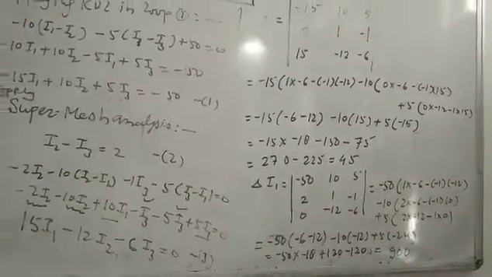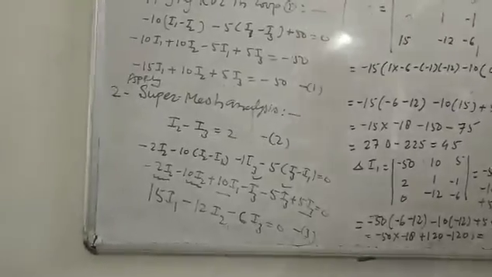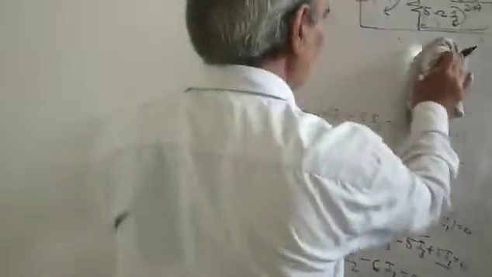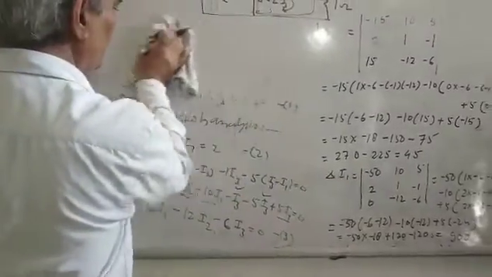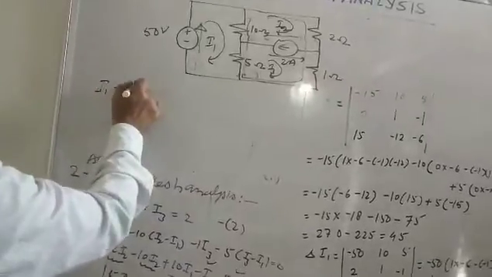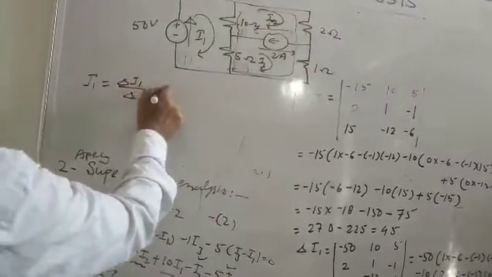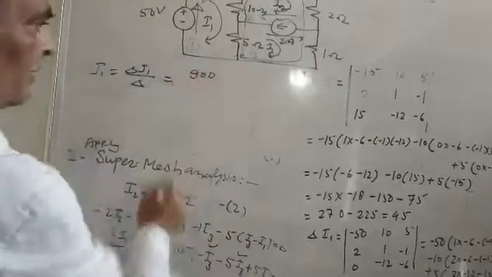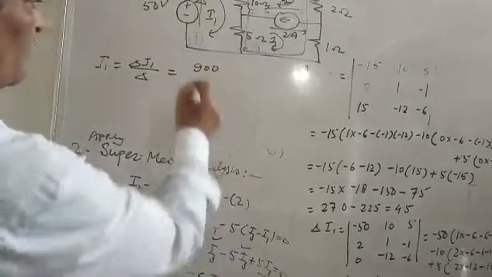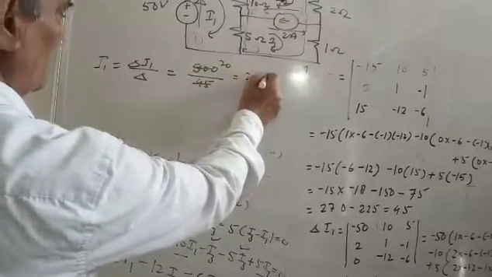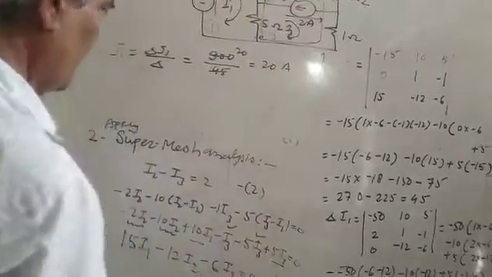Now you can find the value of I1 by the formula delta I1 upon delta. So I1 is equal to delta I1 upon delta. This is equal to, delta I1 is 900 and the value of delta is 45. So this is 20 ampere. I1 value is 20.